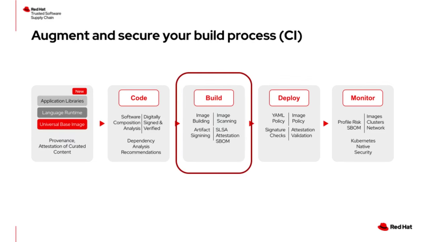Well, it goes without saying that we should automate our build process as much as possible. Additionally, we should think about augmenting our build process with security steps. So our pipelines should automatically sign images when they're built, verify artifacts, have they been signed, automatically generate attestations and SBOMs, software bills of material.